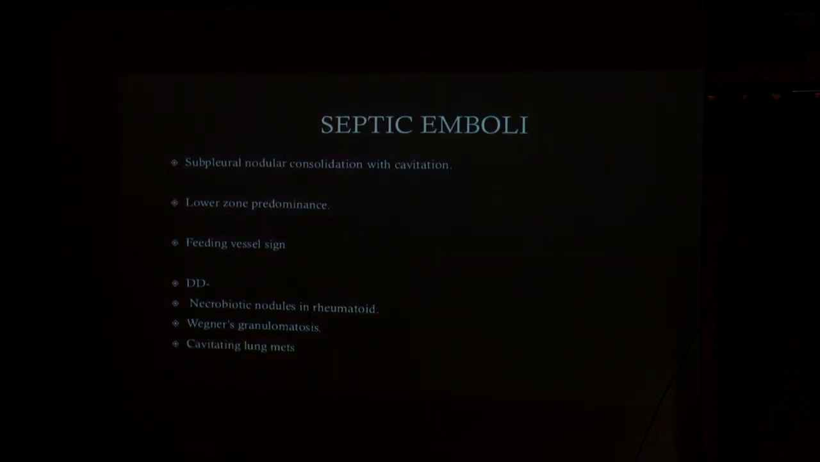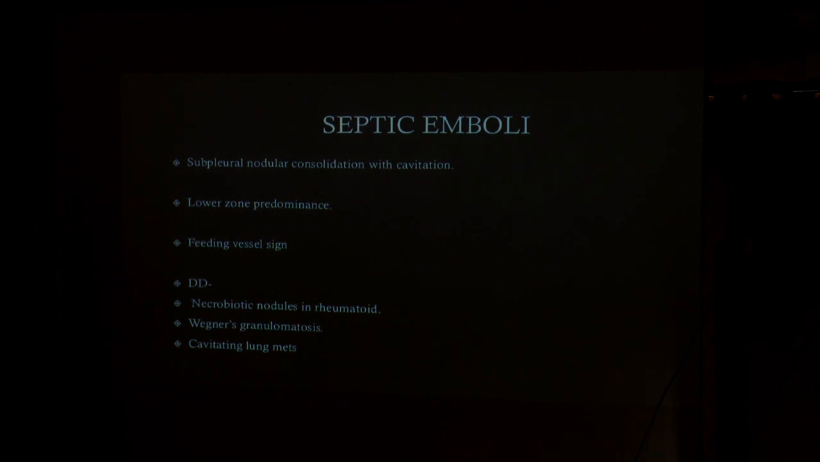So for diagnosis of septic emboli, the clinical feature is the most important criterion. And the differentials for septic emboli are necrobiotic nodules in rheumatoid arthritis, Wegener's granulomatosis, and cavitating lung mets. Any differentials for cavitating lung mets? So in cavitating mets, the first differential should be squamous cell carcinoma, and also it can occur in transitional cell carcinoma of bladder and colon carcinoma.